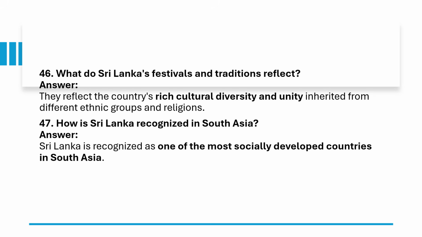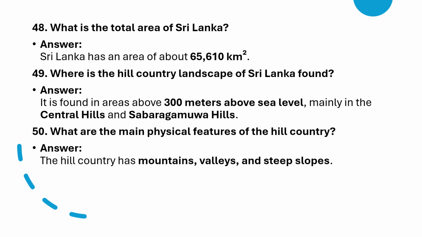Anyway, what is the total area of Sri Lanka? Answer: Sri Lanka has an area of about 65,610 square kilometers. Where is the hill country landscape of Sri Lanka found? It is found in areas above 300 meters above sea level, mainly in the Central Hills and the Sabaragamuwa Hills.